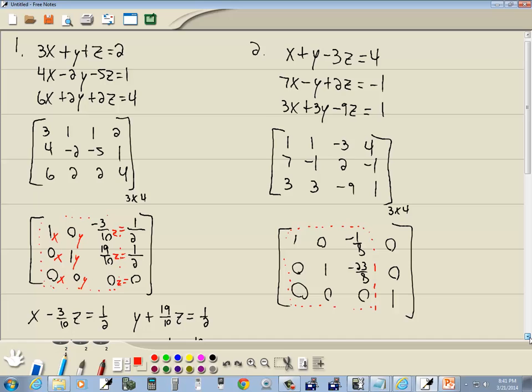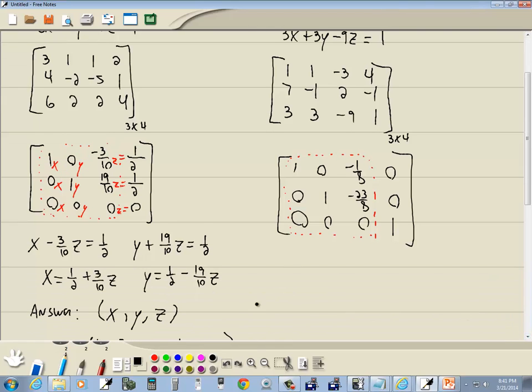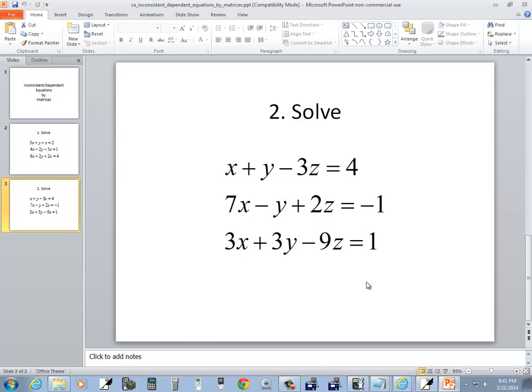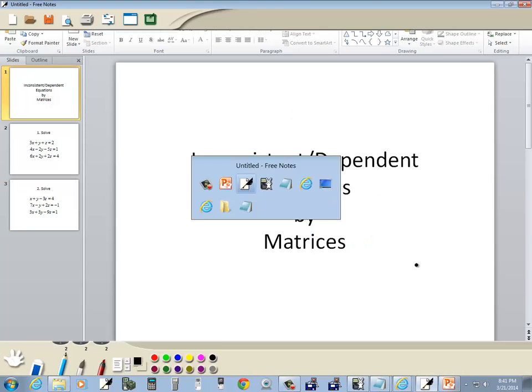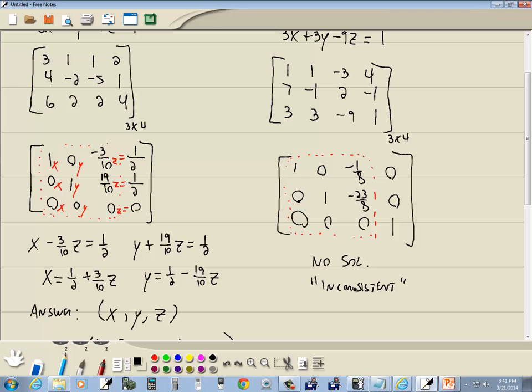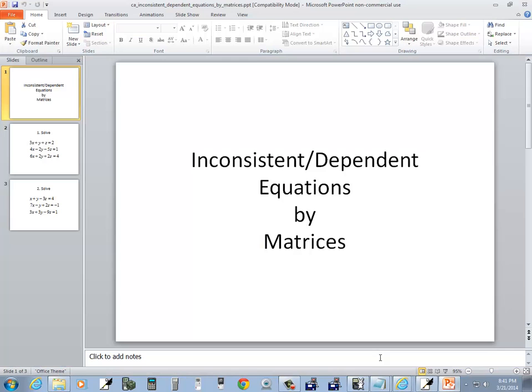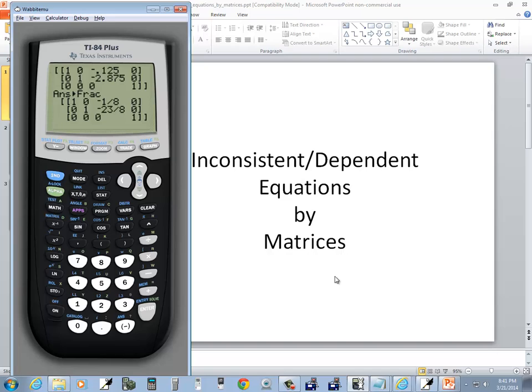And specifically, my last row is all zeros and a single 1. If it's all zeros and a single 1, that means that there's no solution. Or, what this book that we're currently using refers to it as is inconsistent. And that's how you tell the difference between your inconsistent and dependent equations. You don't go any further on this one, by the way. This is a simpler one. So this is working with inconsistent dependent equations on a TI-84 plus calculator.